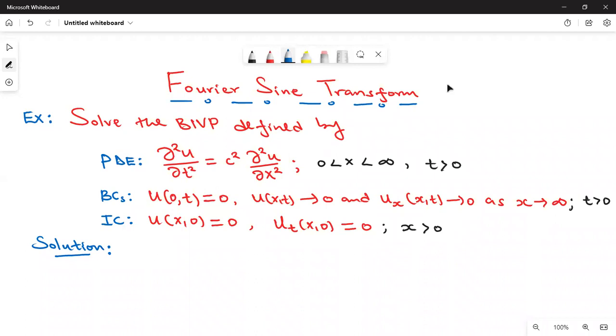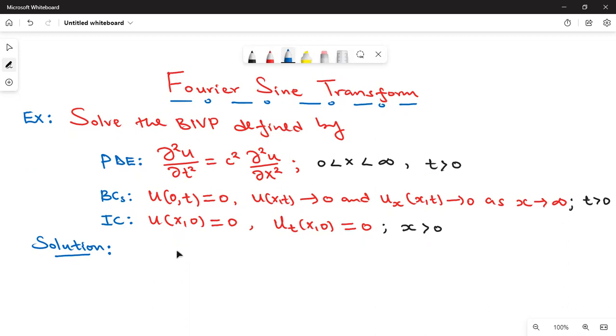Today, we are going to look at the Fourier Sine Transform as used in solving partial differential equations. In particular, we are asked to solve the boundary and initial value problem defined by our PDE, the one-dimensional wave equation, which is valid for 0 less than x less than infinity and t greater than 0.